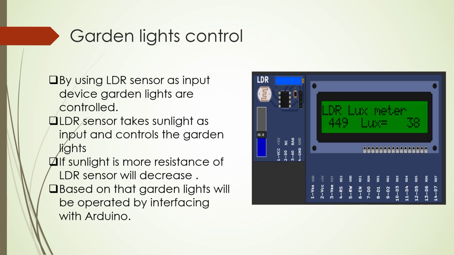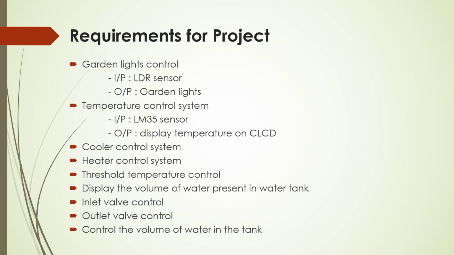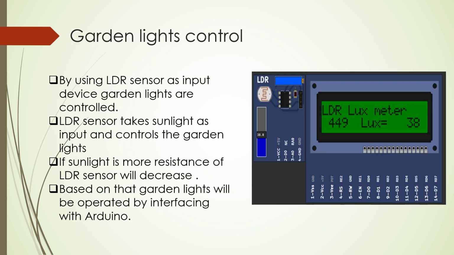First of all, coming to garden lights control. Here I am using input as LDR sensor and output as garden lights. Firstly, look at garden lights control. As we all know, garden lights have to switch on after sunset, right? So I am using an LDR, that is a light dependent resistor, to convey whether it is morning or evening.